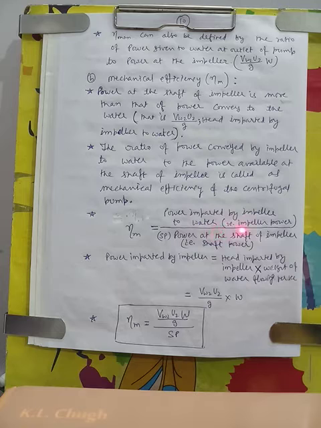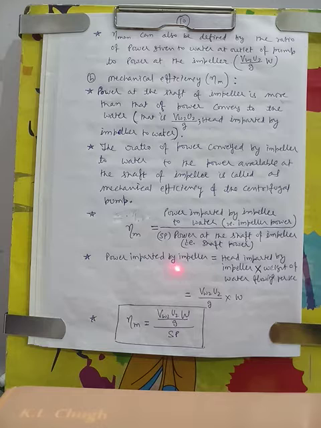Shaft power means power at the shaft of the impeller; the shaft of the impeller is connected with the electric motor. So the power of the electric motor, which is the input to the pump, is the shaft power. And the power imparted by the impeller is rotating and giving power to the water, doing work on the water, and that power is called impeller power or power imparted by the impeller to the water, and this ratio is called mechanical efficiency.